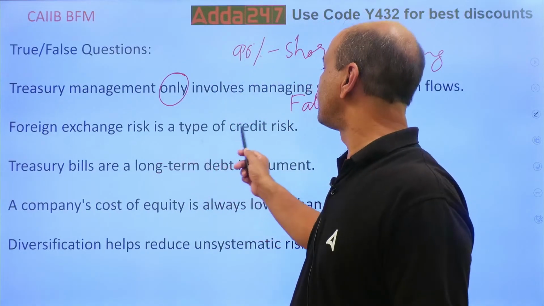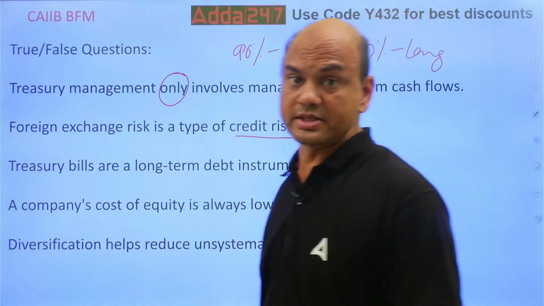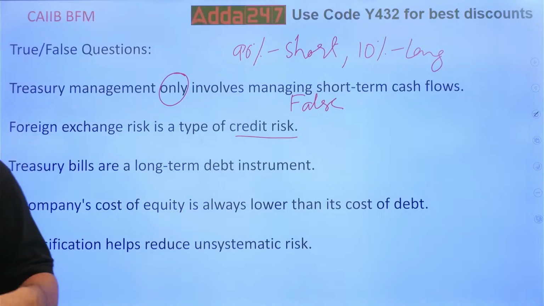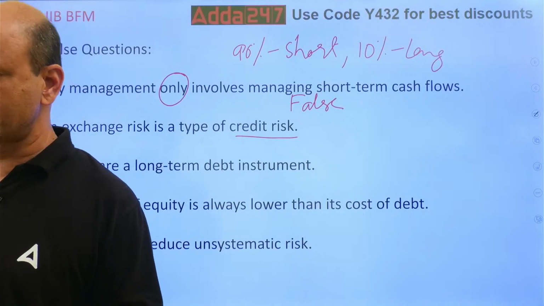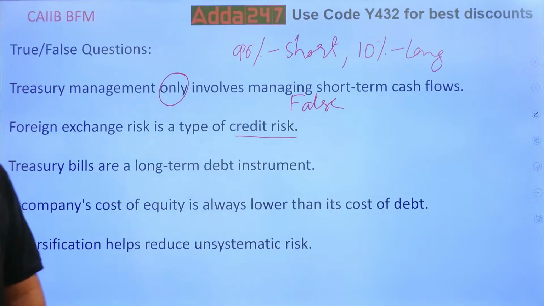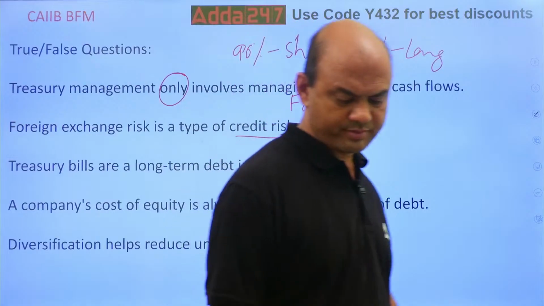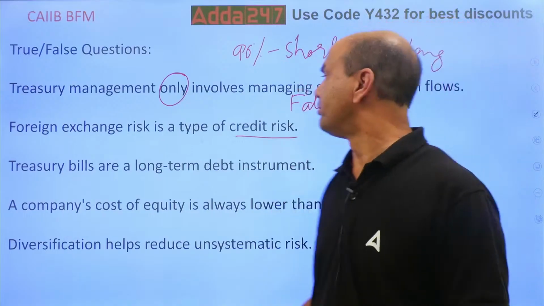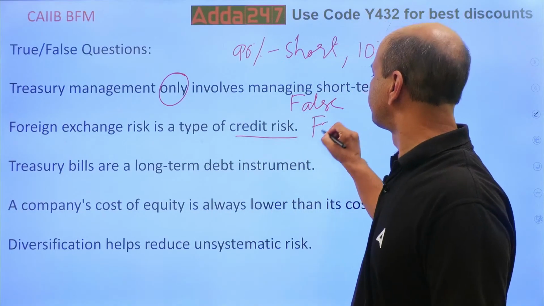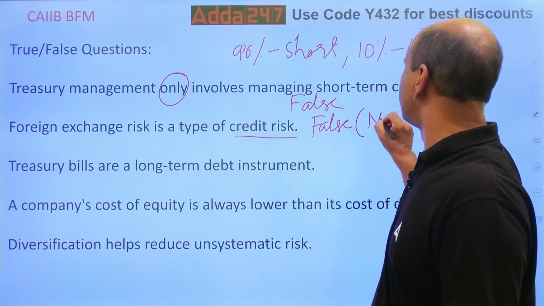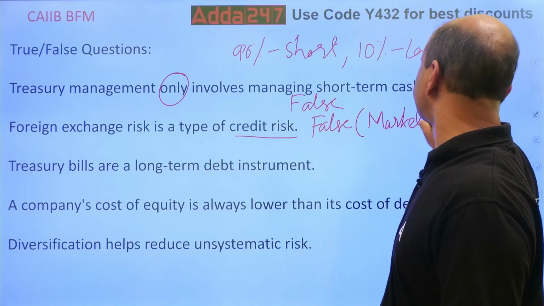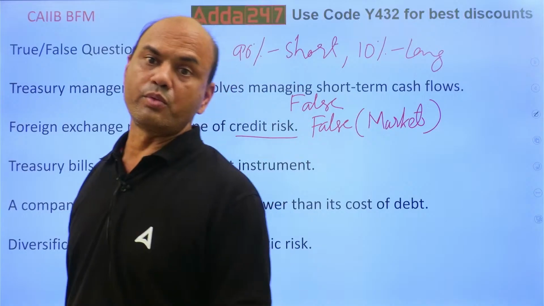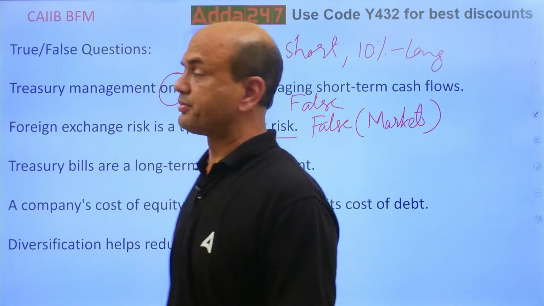Foreign exchange risk is a type of credit risk. Foreign exchange risk in terms of, let's say, bonds or in terms of forex currencies, it's a type of credit risk. Is it so? Foreign exchange risk is a type of market risk. It is false. It is a market risk, which is not in your hands. Rate of dollar, is it in your hands? Can you control the rate of dollar? No. Right? You can't control the rate of dollar.